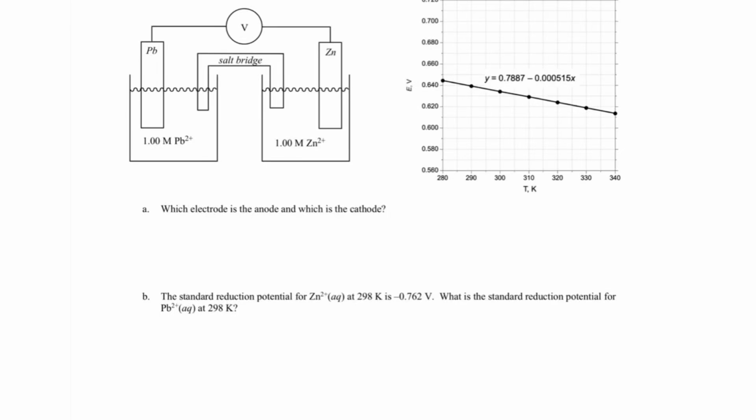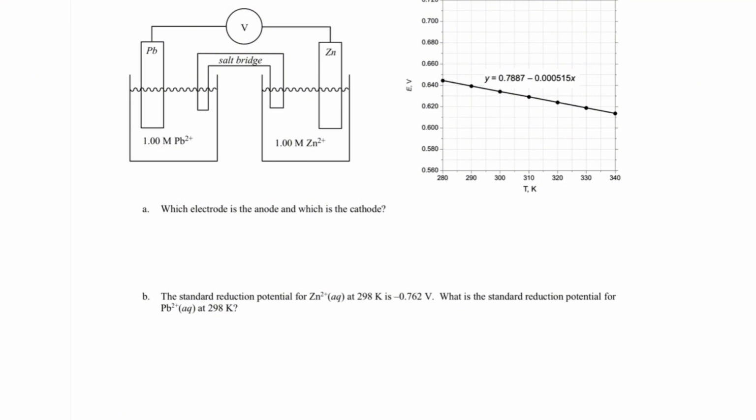Hey everyone, today we're going to solve question number 4 from the USNCO step by step. So this problem combines electrochemistry with thermodynamics. I'm going to start with part A. Which electrode is the anode and which is the cathode?